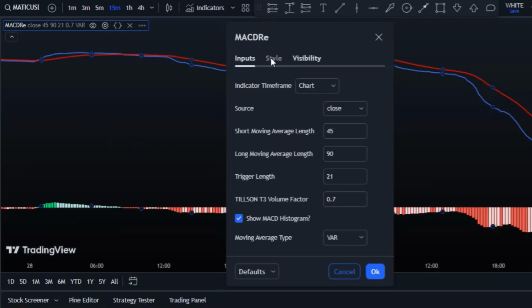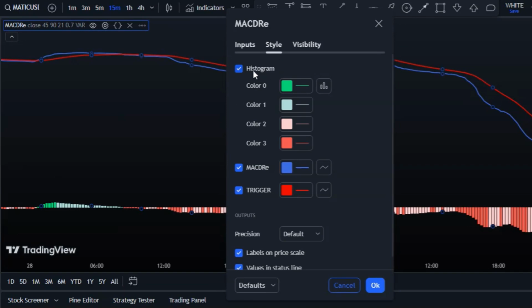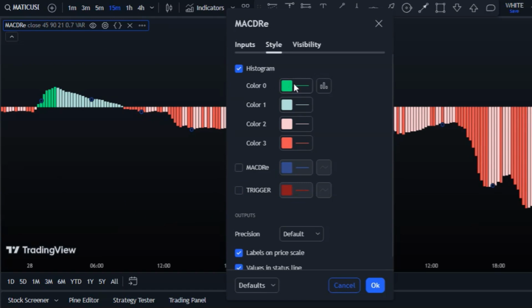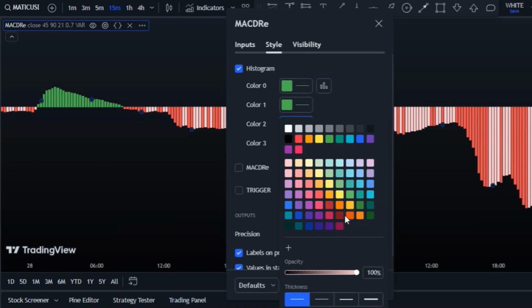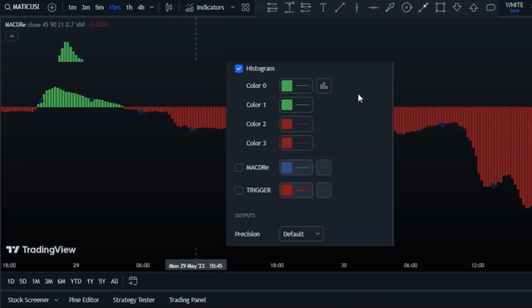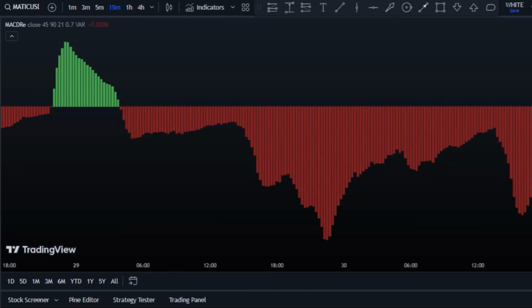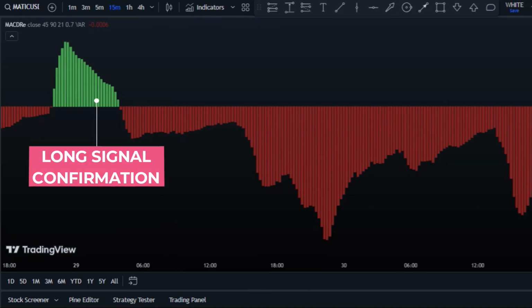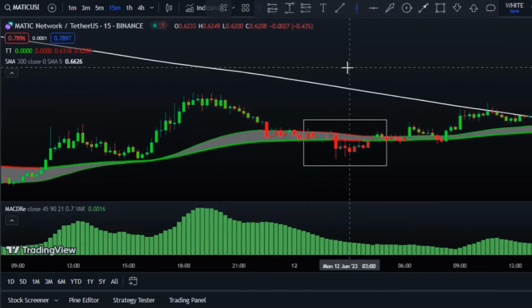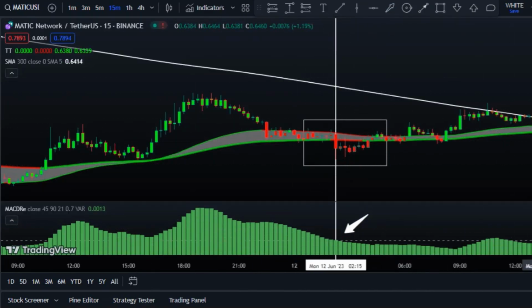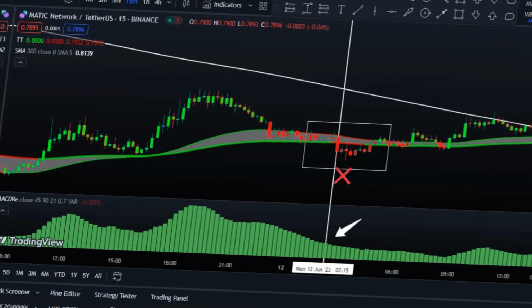Then in the style tab, we only need the histogram option. After doing this, select green and red colors for the histogram option. With these changes, you'll be able to use green histogram to confirm buy signals and red histogram to confirm sell signal. Now we can easily see the signals that occurred during sideways movement are eliminated by this oscillator.